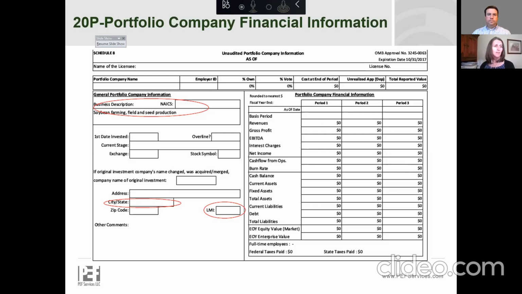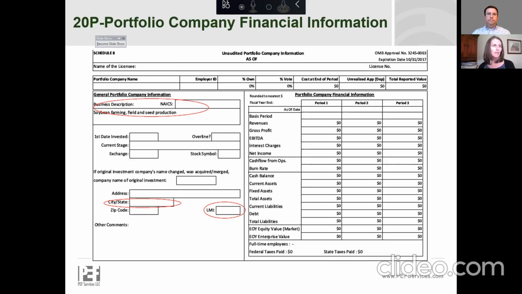And for some of these data points, the ones that aren't obvious, the SBA provides guidance. So there are definitions for the equity value, the enterprise value, what's considered a full-time employee or what's considered employees, how to calculate burn rate, things like that. So they do provide definitions. So you should be able to, again, compare apples to apples across funds and portfolio companies, because people should be working off standardized definitions there.